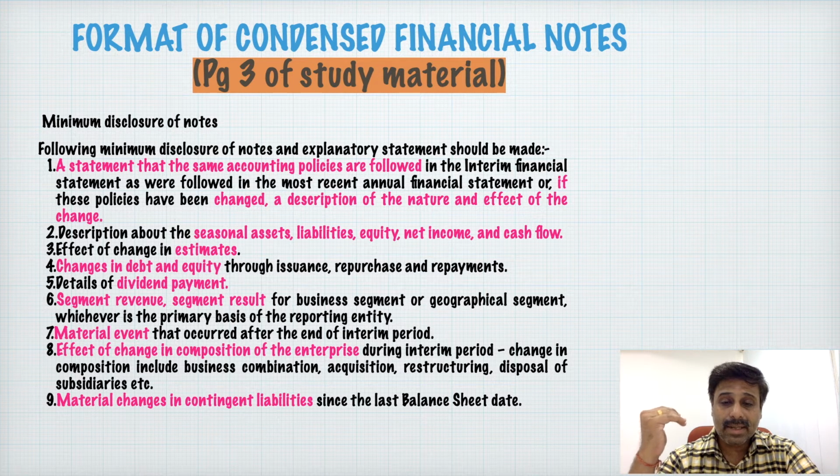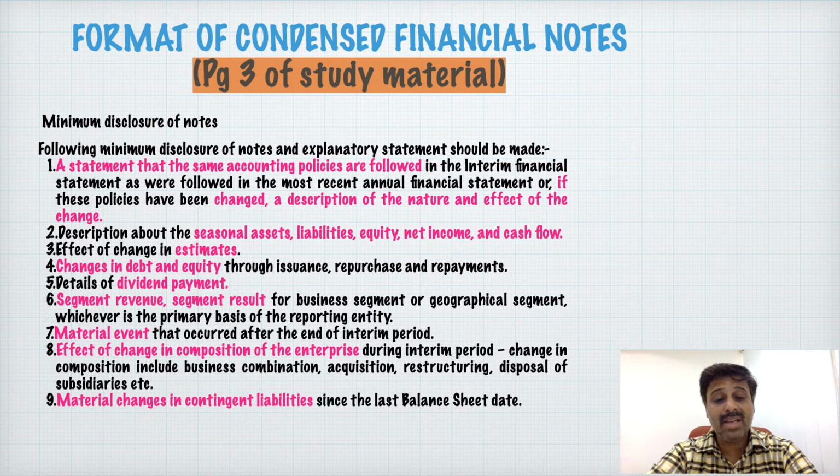What is this nature? From straight line to reducing balance method, and what is its effect? Means the depreciation increases or decreases by what amount by this change. That effect has to be disclosed. So very first disclosure is regarding the accounting policies. What we have to disclose regarding the accounting policies?